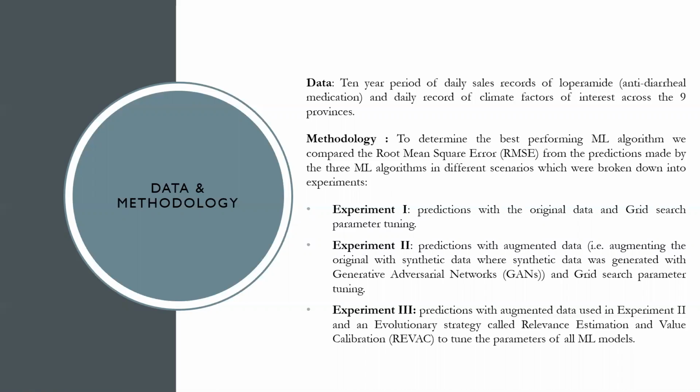So in our methodology, to determine the best performing algorithm, we compare the root mean square error from the predictions made by the 3 algorithms in different scenarios, which were broken down into experiments. In experiment 1, we used the original data we got, and we used grid search to tune the parameters of our 3 machine learning algorithms. In experiment 2, studies showed that machine learning algorithms perform better when there is a large amount of data. So we augmented the data we already had with synthetic data generated by GANs, and we also maintained the grid search parameter tuning. In experiment 3, we used an evolutionary strategy to tune the parameters instead of grid search, and we still maintained the augmented data set from experiment 2.